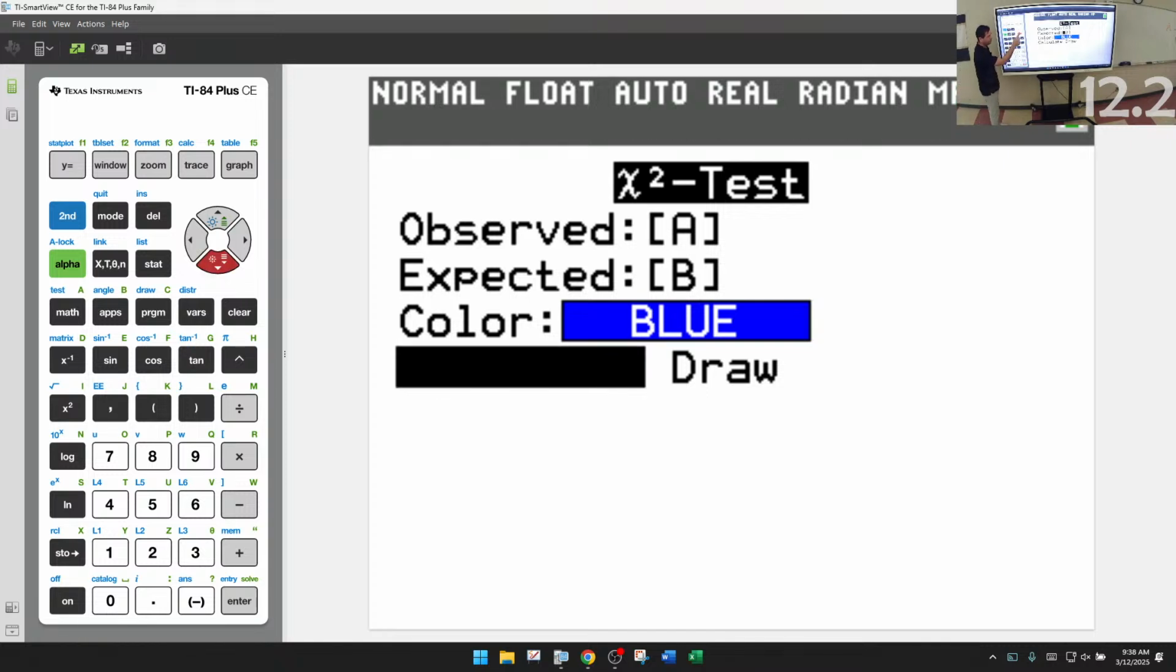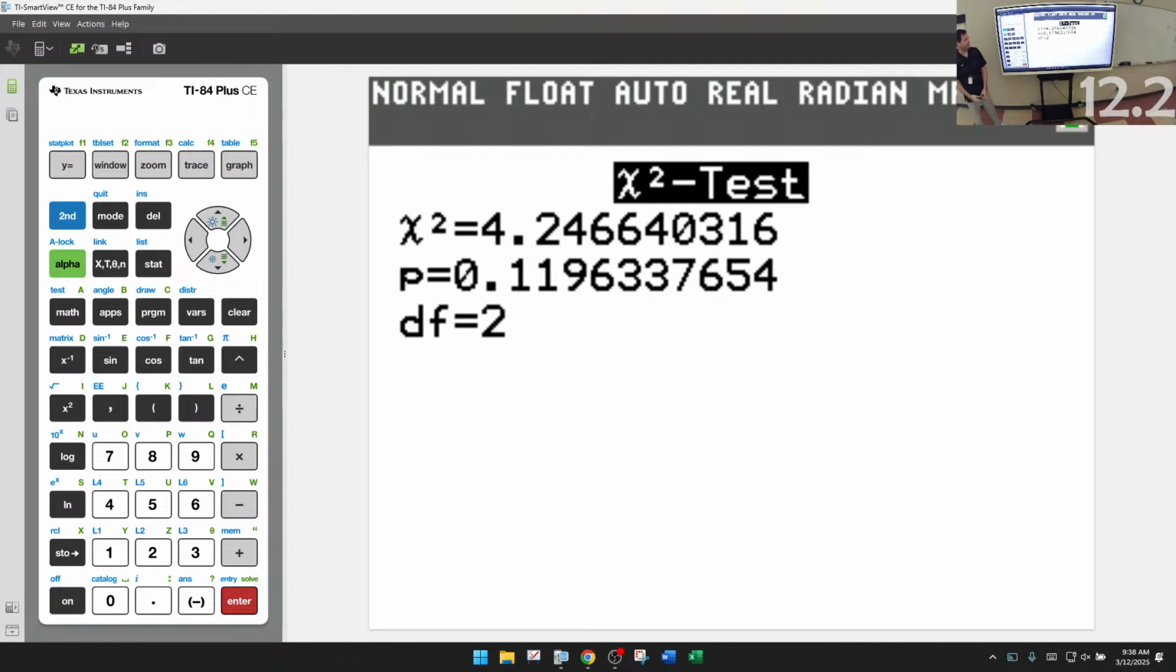Calculate. It's going to give me 3 things. It's going to give me the chi-squared value, it's going to give me the p-value, and it's going to give me df. And that's what we need. We need the chi-squared, we need the p, and we need the df. So it does all the work for you.